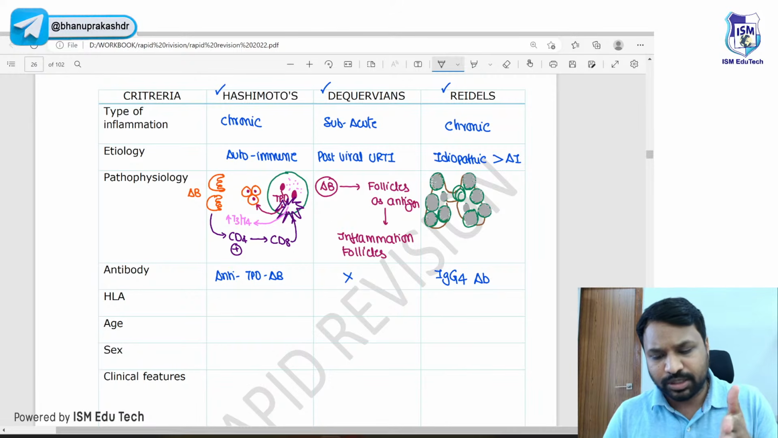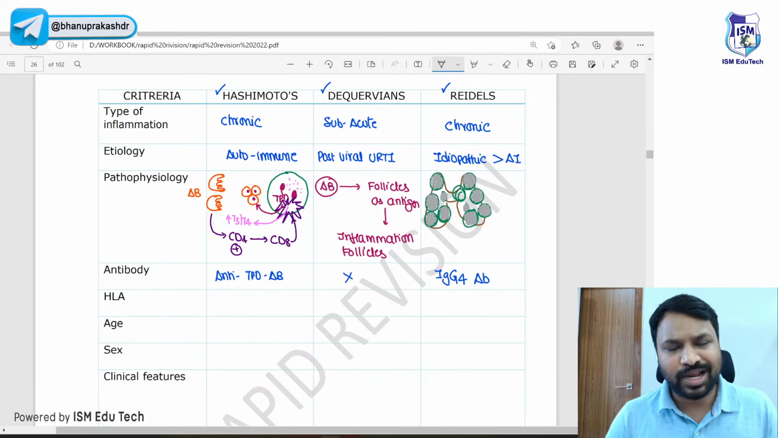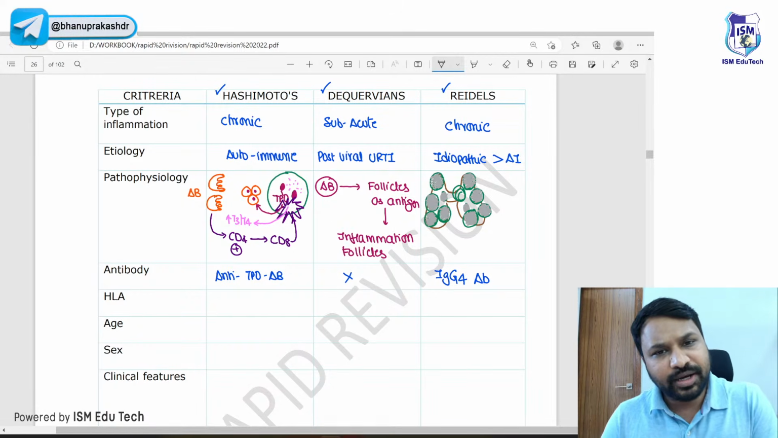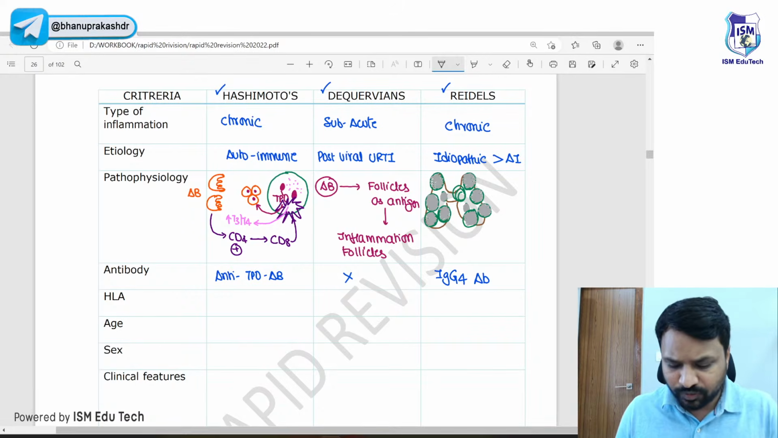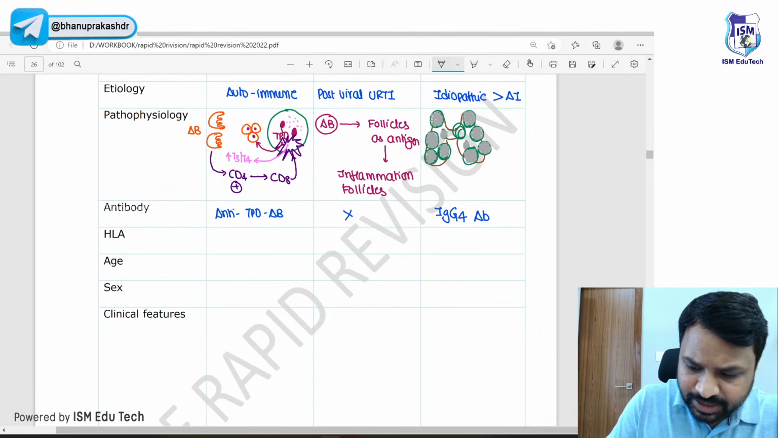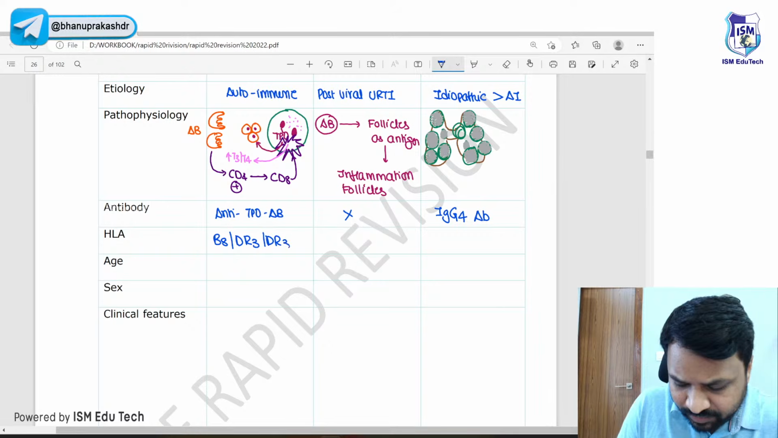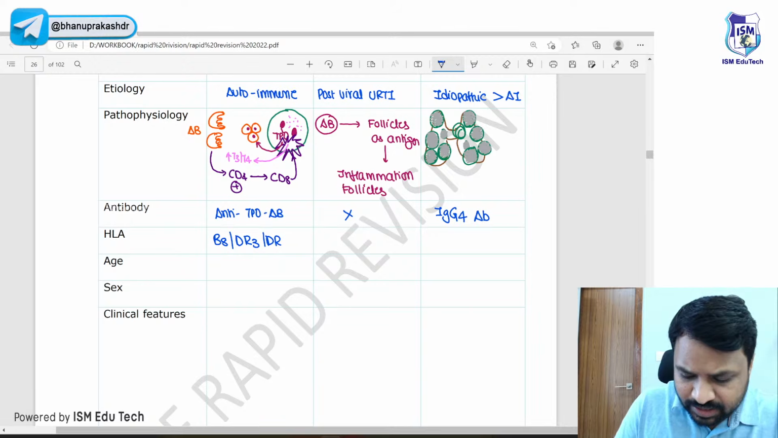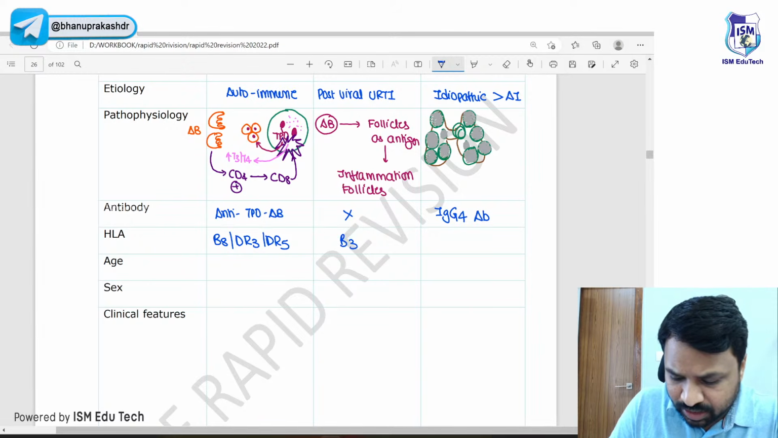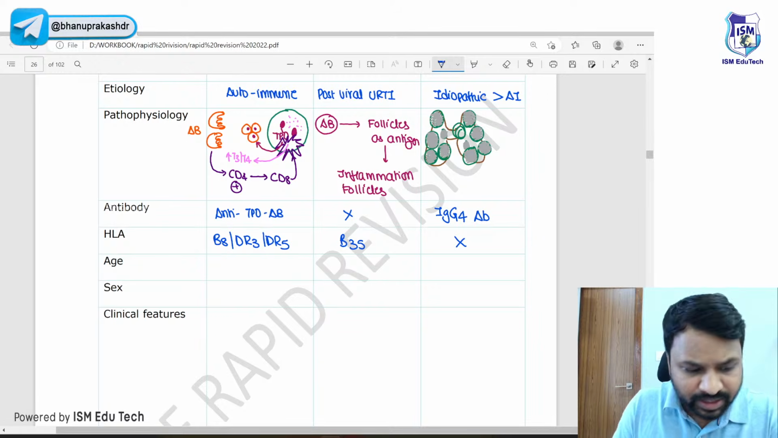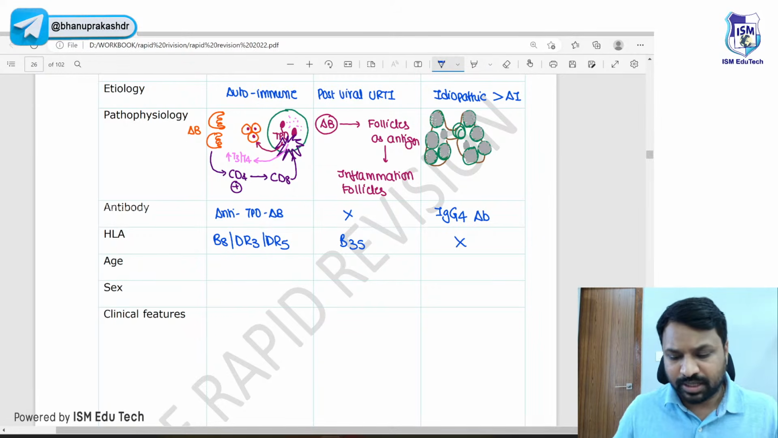So Hashimoto's, it is autoimmune. De Quervain's, it is cross-reacting antigen-antibody complexes. Riedel's, it is because of idiopathic autofibrosis. Now, is there an HLA association? Remember, same as Graves, it is HLA B8, HLA DR3 and HLA DR5. Whereas in De Quervain's, it is HLA B35. There is no specific HLA with respect to Riedel's thyroiditis.